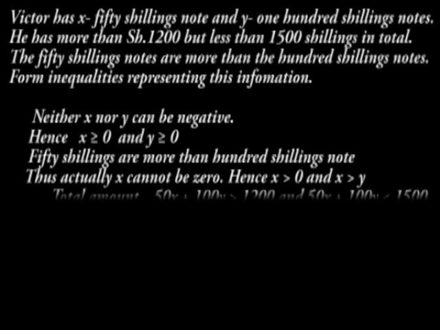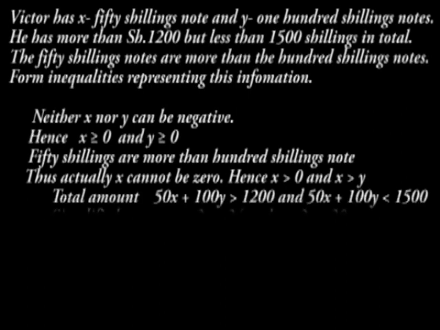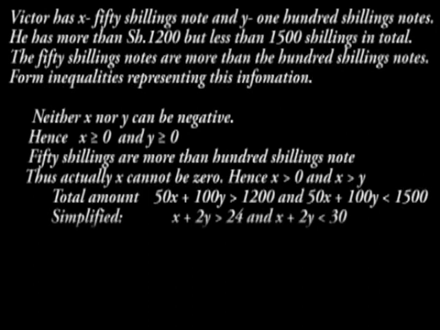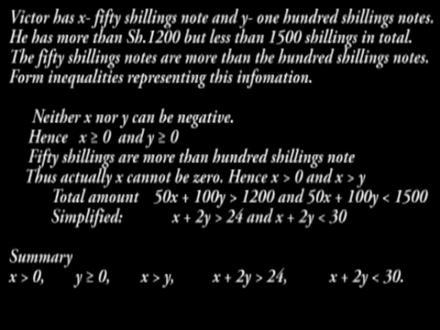Finally, he has more than 1,200 shillings, and therefore 50 times X plus 100 times Y is greater than 1,200. However, he has less than 1,500, and therefore 50X plus 100Y is less than 1,500. Simplified, we have X plus 2Y is greater than 24, X plus 2Y is less than 30. Inequalities are therefore represented below.